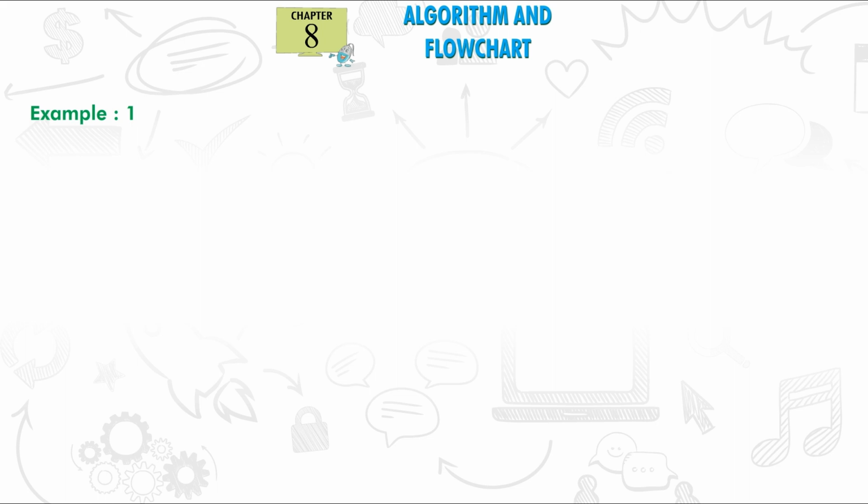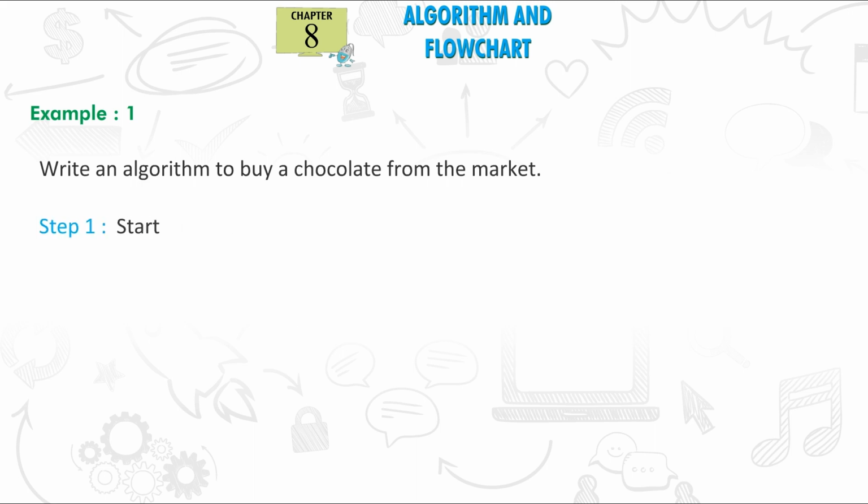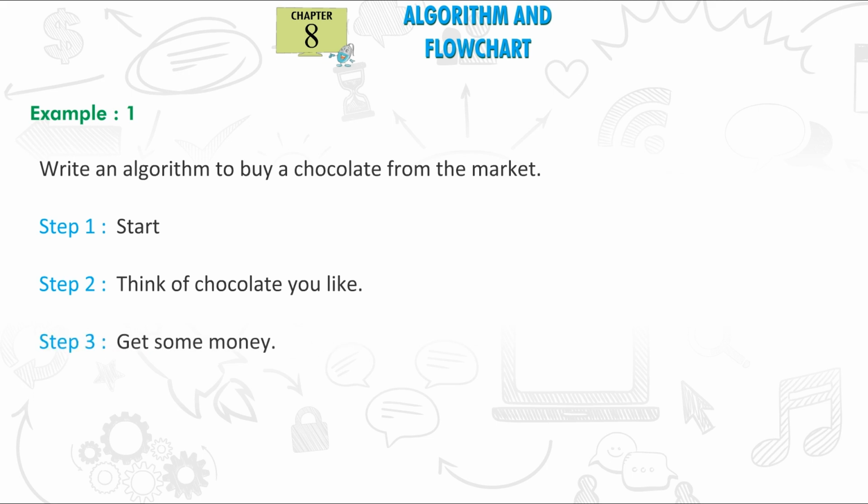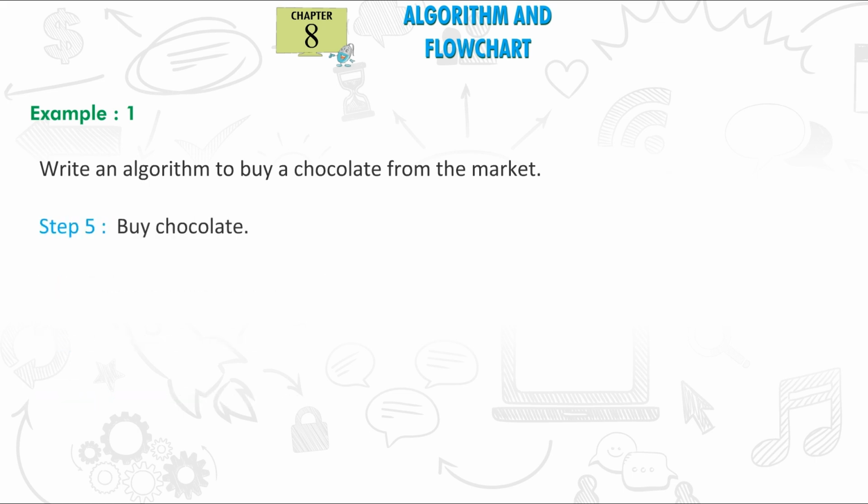Example 1. Write an algorithm to buy a chocolate from the market. Step 1. Start. Step 2. Think of chocolate you like. Step 3. Get some money. Step 4. Visit a shop. Step 5. Buy chocolate. Step 6. Return home. Step 7. Stop.